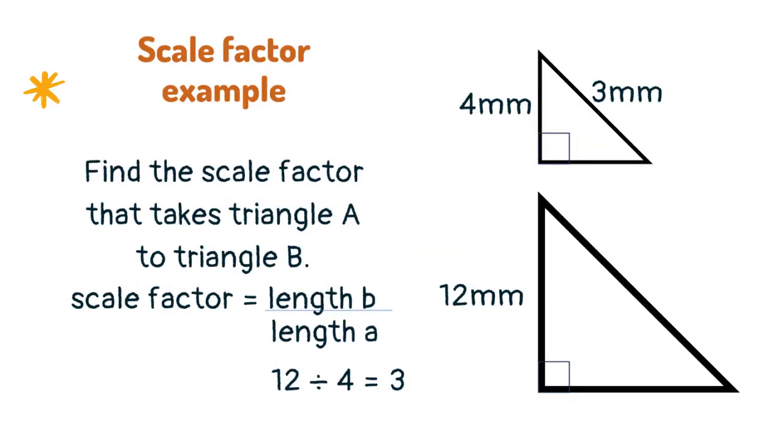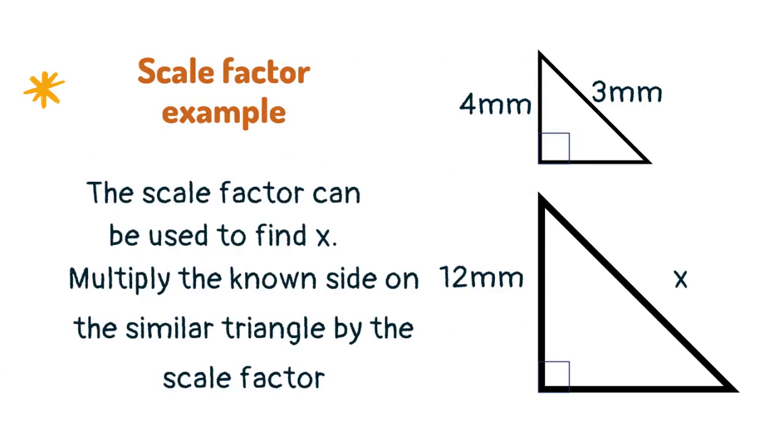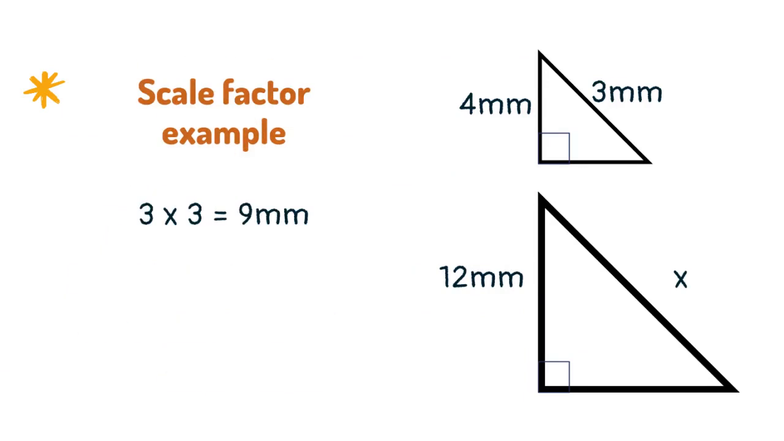Find the scale factor that takes triangle A to triangle B. To do this, you must first find the scale factor using the equation. Multiply the known side on the similar triangle by the scale factor. This will give you the length of x. Remember to include any units.